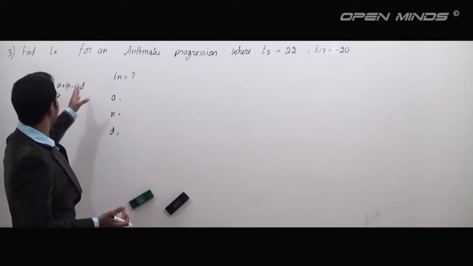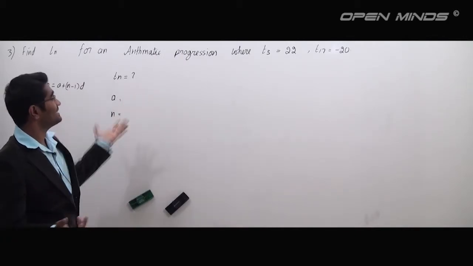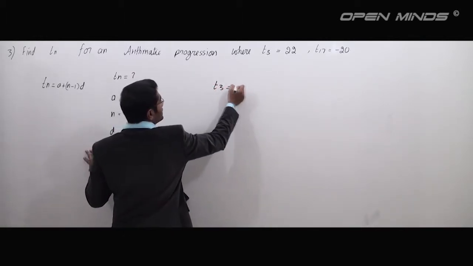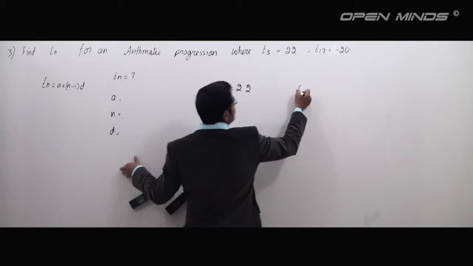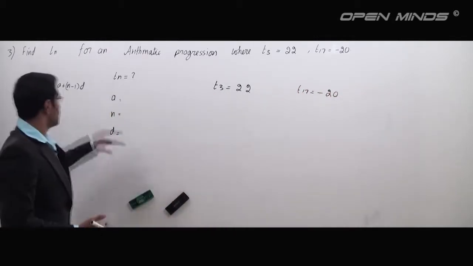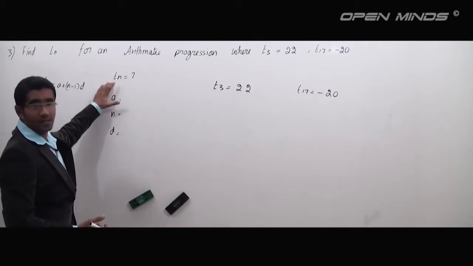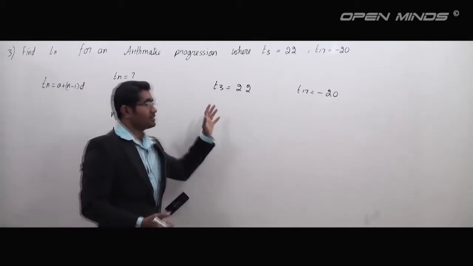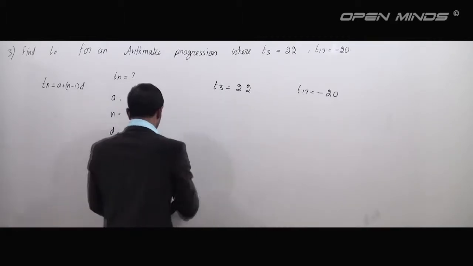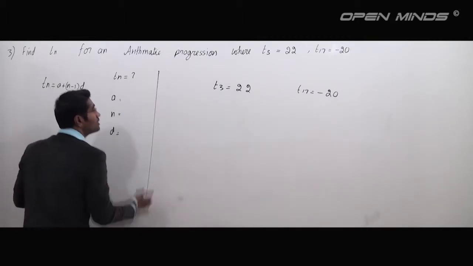Let's check. Find Tn from an AP where T3 is given to me and T17 is given to me. T3 is 22 and T17 is negative 20. That's what is given to me. I don't know what is a, what is n, what is d. I cannot find this, isn't it? Then let's come back and see what is given to me and why is this given to me. If that is given to me, can I use the formula here?